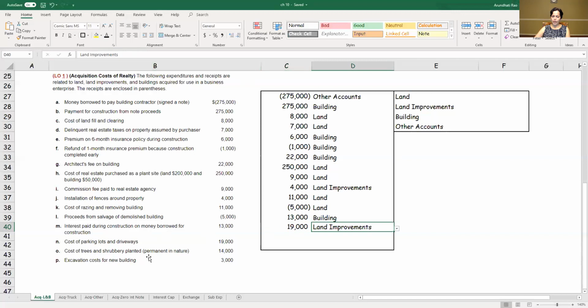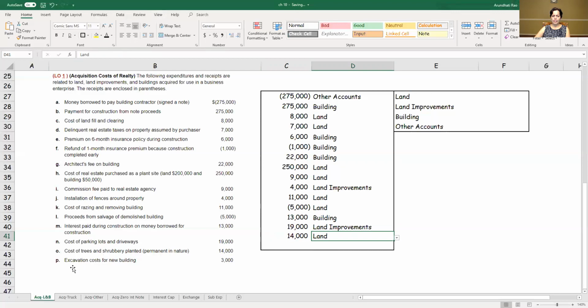However, now I'm told it's permanent in nature. So what would I do with this? $14,000 that I spent, I put that towards land, not land improvement, because it's permanent in nature. Unless it said permanent in nature, I would have added it to land improvement.